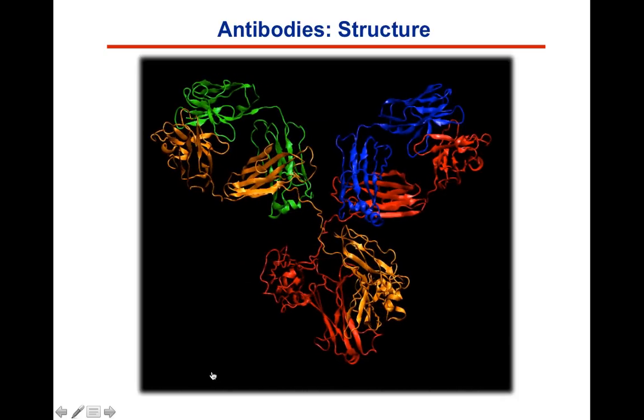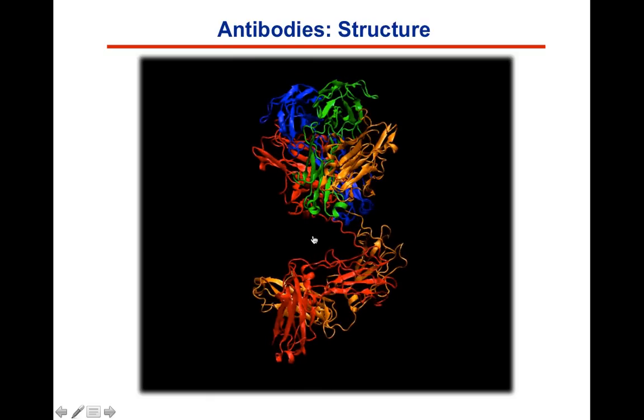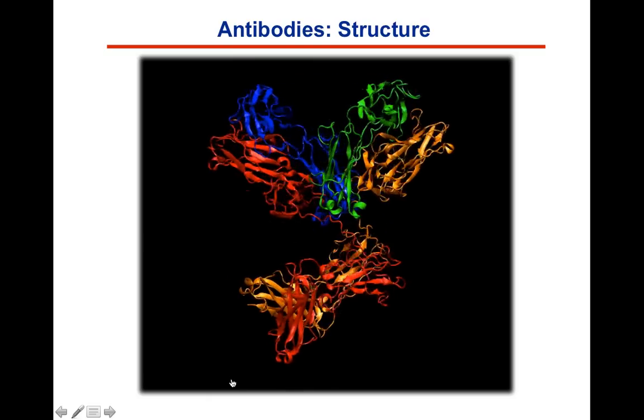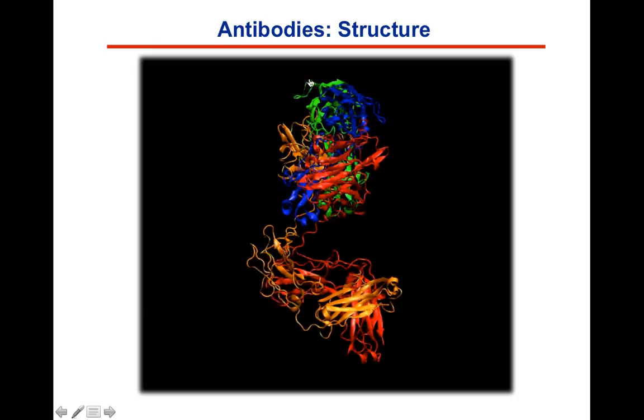It's the receptor. The other thing you notice about these molecules is they tend to be pretty flat. If we let this thing rotate and stop it here, you can see how flat it actually is. So the binding regions bind to the antigen up here.